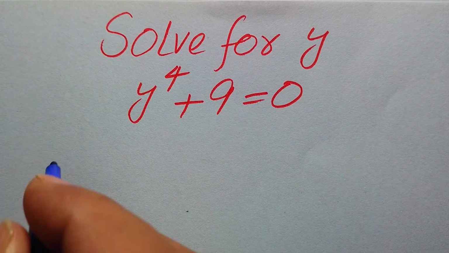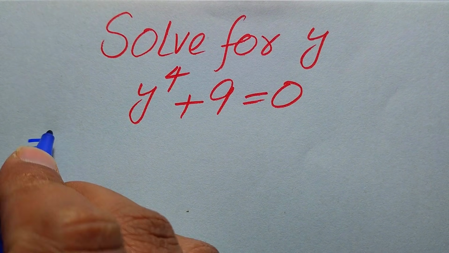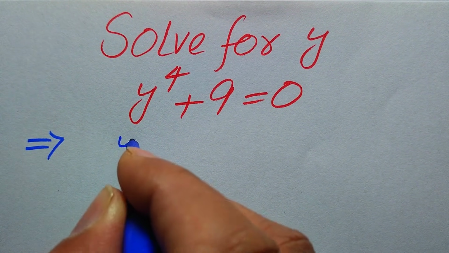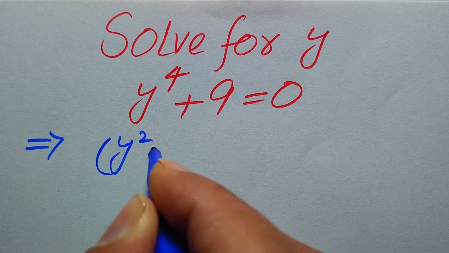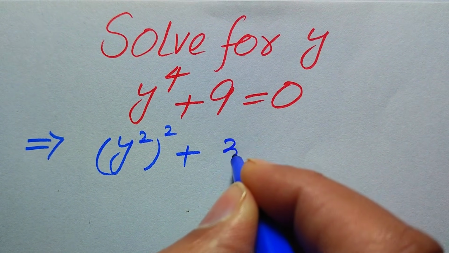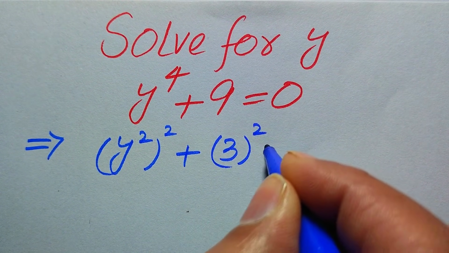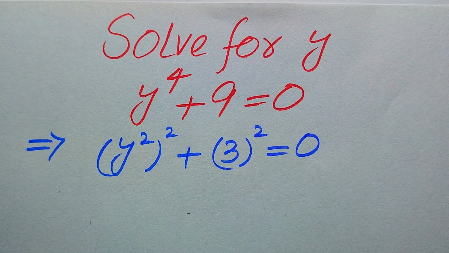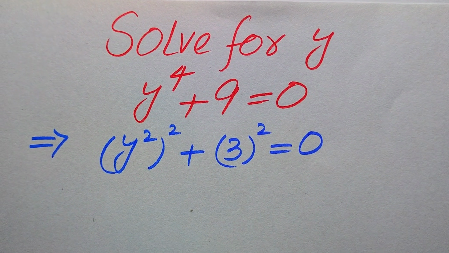So here the very first thing we are going to do is rewrite this equation. This is y to the power of 4. We write it as y square and its whole square, plus this is 9. We write it as 3 square, and this whole equation is equal to 0. And now in the next step we use a nice algebraic formula.